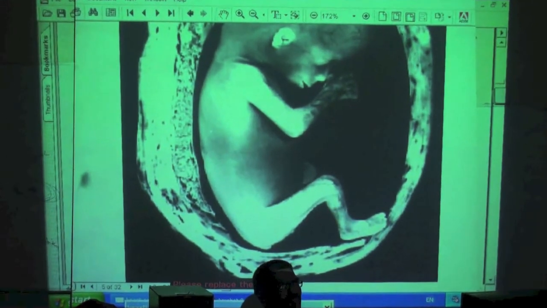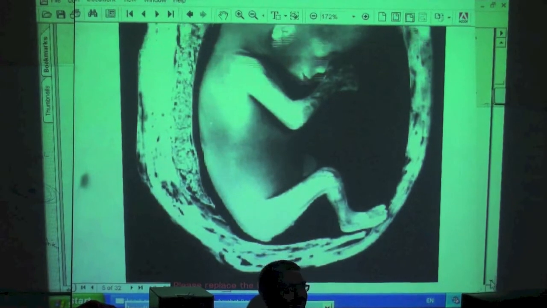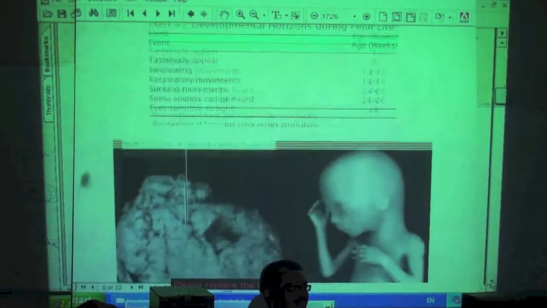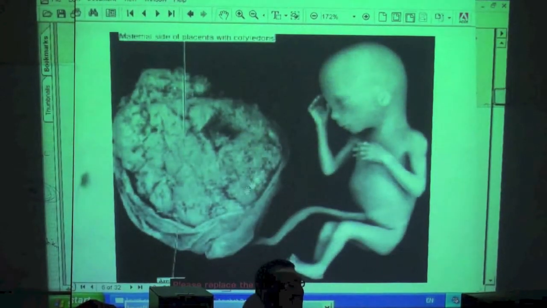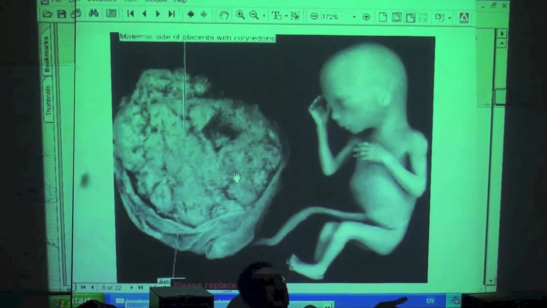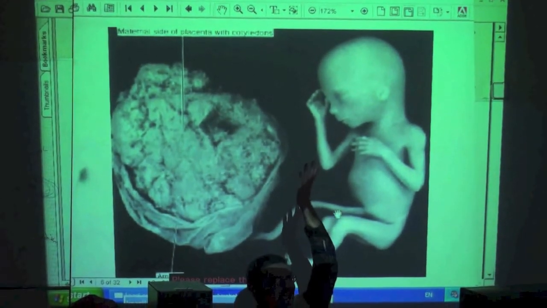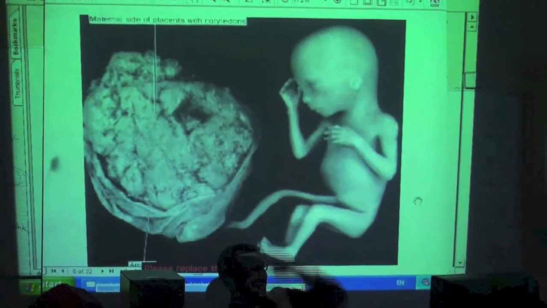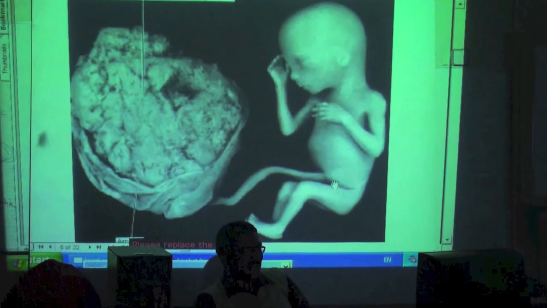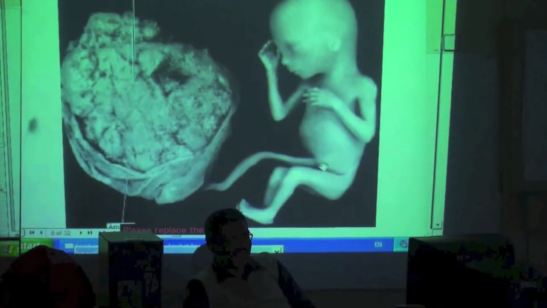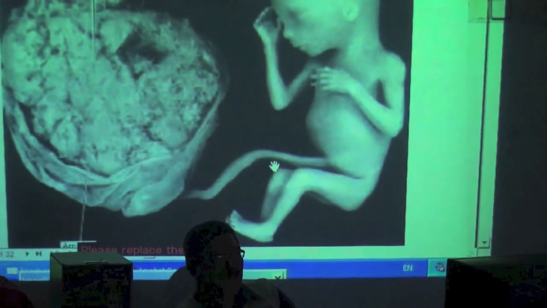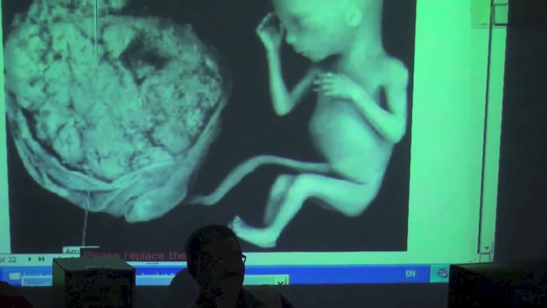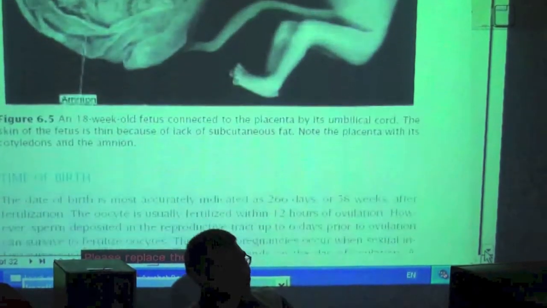This umbilicus is attached to the placenta. So the placenta is attached to the mother, and the umbilical cord is attached to the placenta on one side and on the other side to the umbilicus of the baby. So here is the urinary bladder, and within the umbilicus is present the allantois up to here, and the vitelline duct.